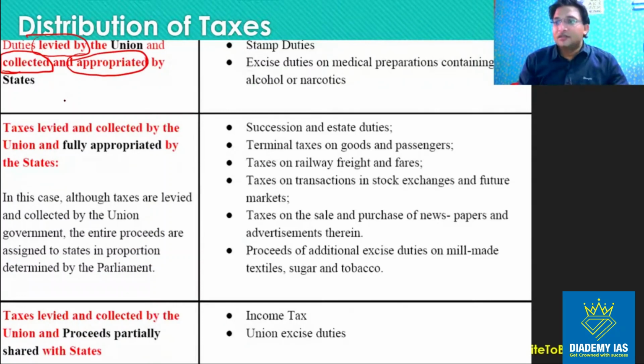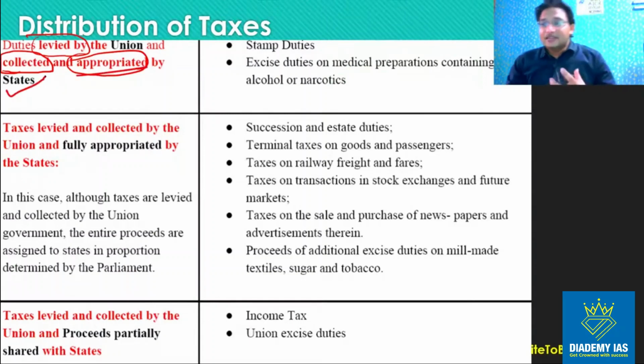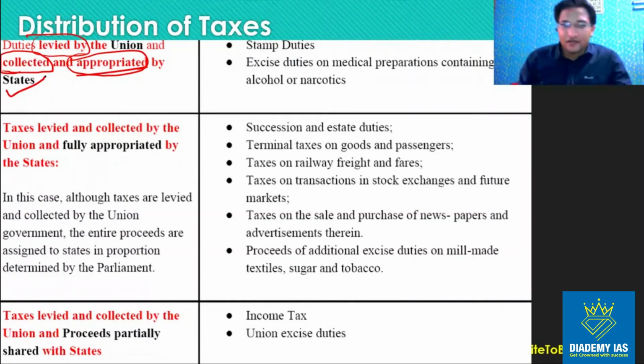Appropriation means the money belongs to the state, right? So the legal power is with the union government, but the collection power and retention power, or appropriation power, is with the state government. That is, the state government is the owner of this money. Appropriation means the state government is the owner of this money, right? So it includes stamp duty, excise duty on medical preparations, etc.